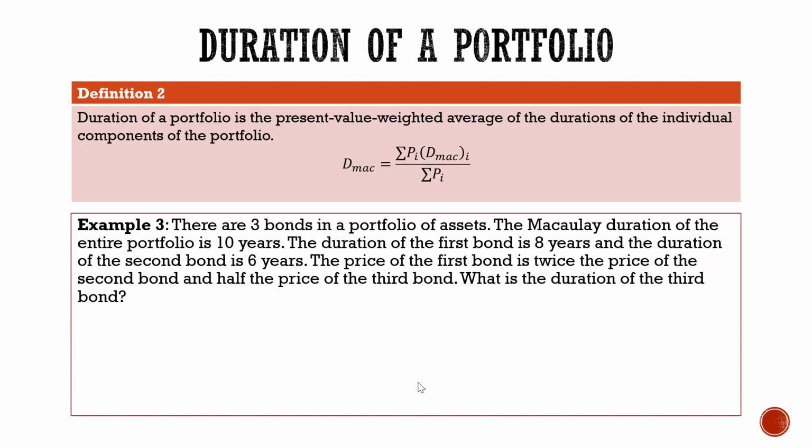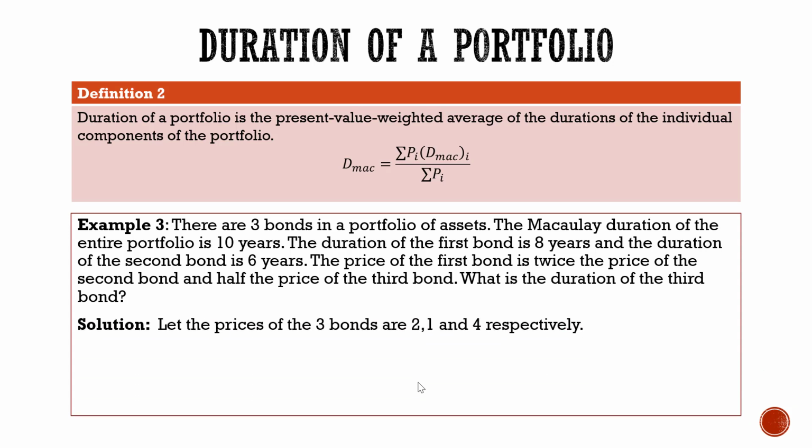The Macaulay duration of the entire portfolio is 10 years. The duration of the first bond is 8 years. The duration of the second bond is 6 years. The price of the first bond is twice the price of the second bond and half the price of the third bond. What is the duration of the third bond? So for this question, for convenience, we are going to let the prices of the 3 bonds be 2, 1, and 4 respectively.